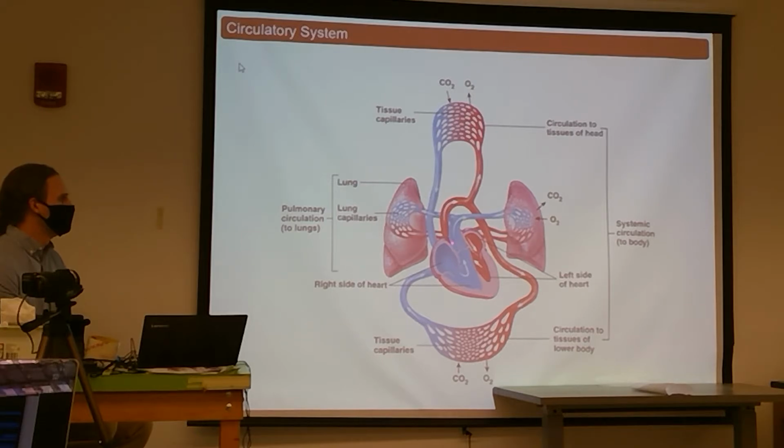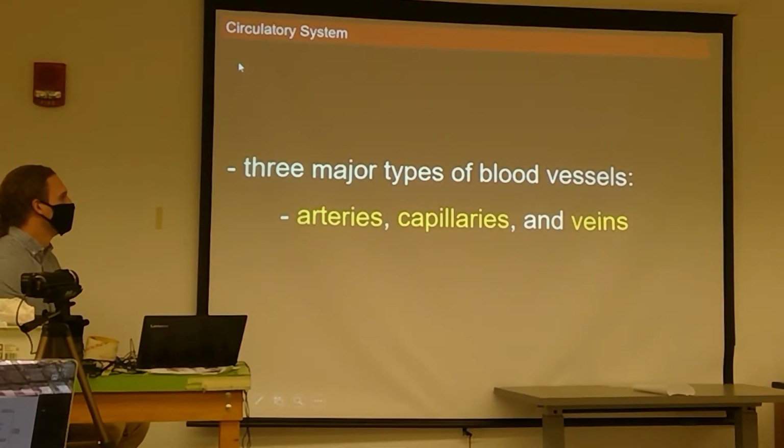And we'll talk about how this one that's going from the heart to the lungs is a little different compared to the rest of the structures in the body. So we have three major types of blood vessels. Like I mentioned, we have arteries. Capillaries would be kind of the center point where they communicate, and then we have veins.